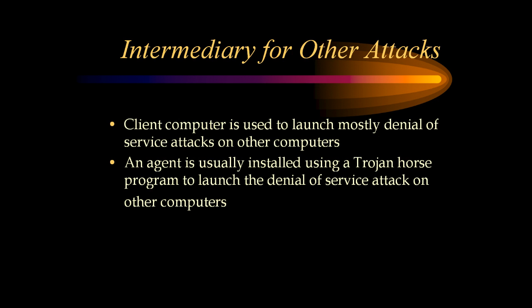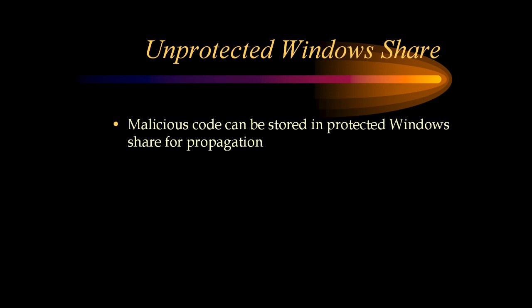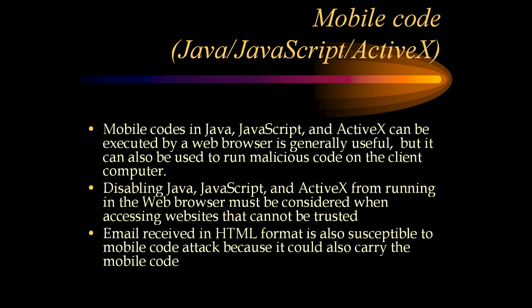You can also find yourself acting as an intermediary for other attacks. When our client computer is used to launch mostly denial of service attacks on other computers, that happened on October 21st. Huge denial of service attacks on various websites. And an agent is usually installed using a Trojan horse program to launch a denial of service attack on other computers. Unprotected Windows shares can be a real problem when administrators give more than they should in terms of the access to a particular file. It turns out to be a problem.